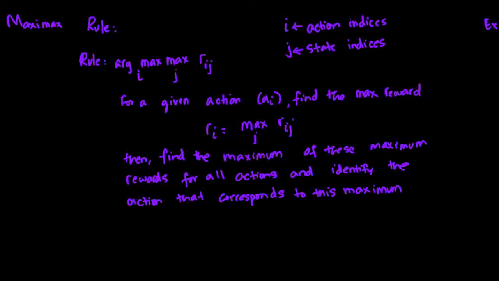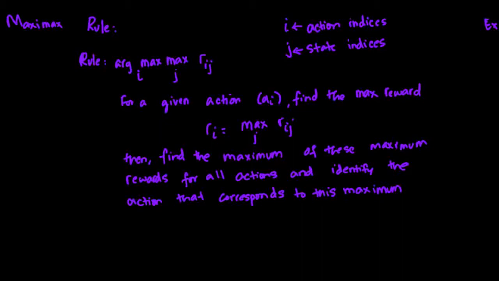Okay, we'll talk about the Maximax rule. The Maximax rule is quite similar to the Maxi-Min rule. The only difference is instead of using a minimum of the rewards, we actually go with the maximum of the rewards. So for any given action A sub I, we find the reward that is the maximum across all states. And then we have a set of rewards that is the maximum for each action, and we take the maximum of the rewards that we have, and the corresponding action would be our optimal decision.